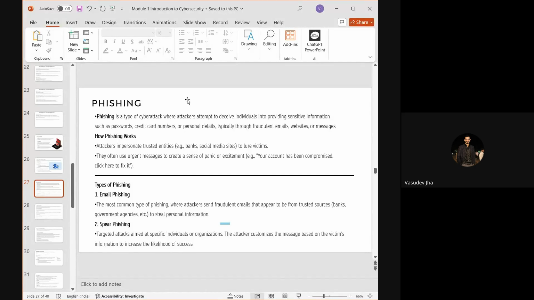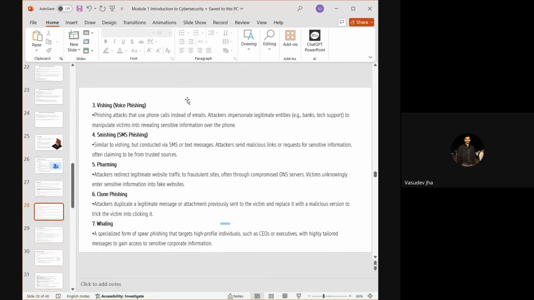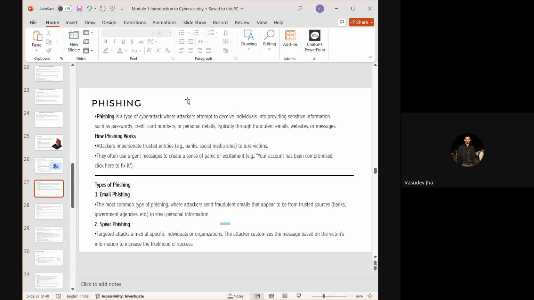Phishing, which is a type of what we say social engineering. In social engineering, phishing is usually used, that's why the dedicated slide is there. Especially for phishing, we have multiple tools in cybersecurity also, with the help of which we can perform the phishing attack, and we have types of phishing.